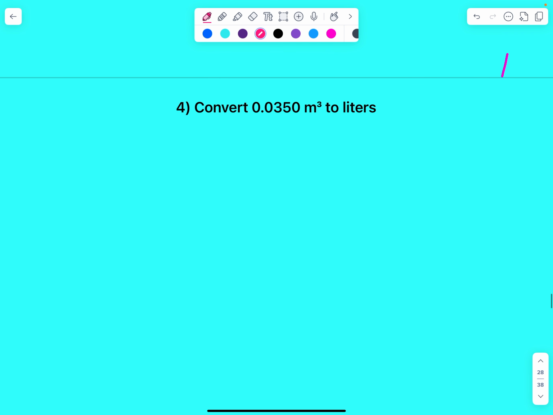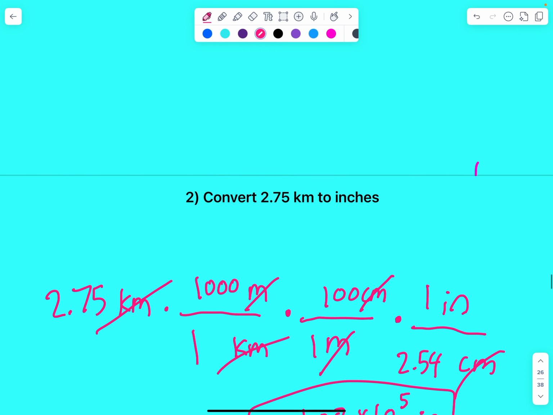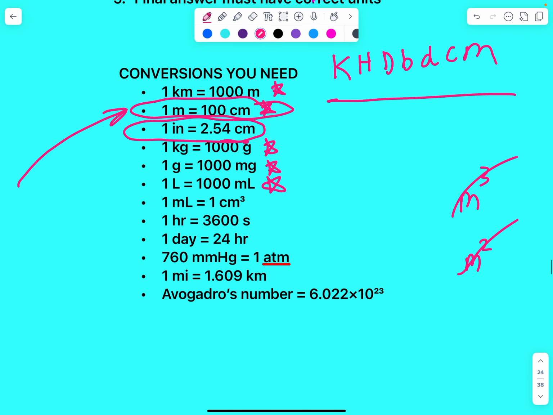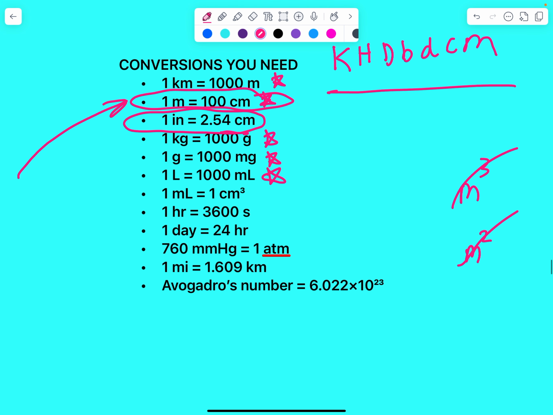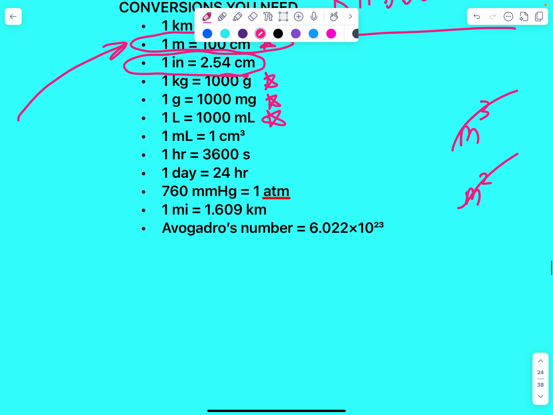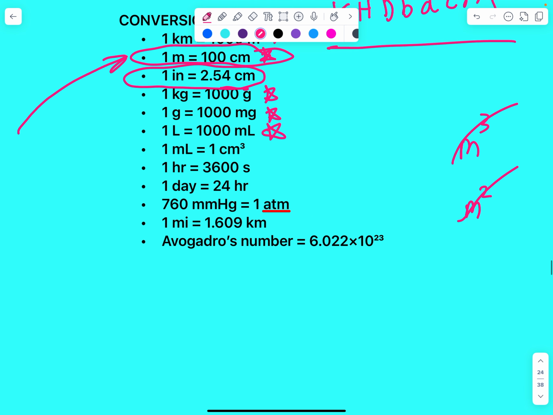Let's look at problem 4. Convert 0.0350 meters cubed to liters. So here, what do we know about meters to liters? Let's take a look. Meters to liters. Nothing that I can see. Meters to liters. Nope, nothing, right? So this is when you're going to have to use your King Henry died by drinking chocolate milk in this scenario.